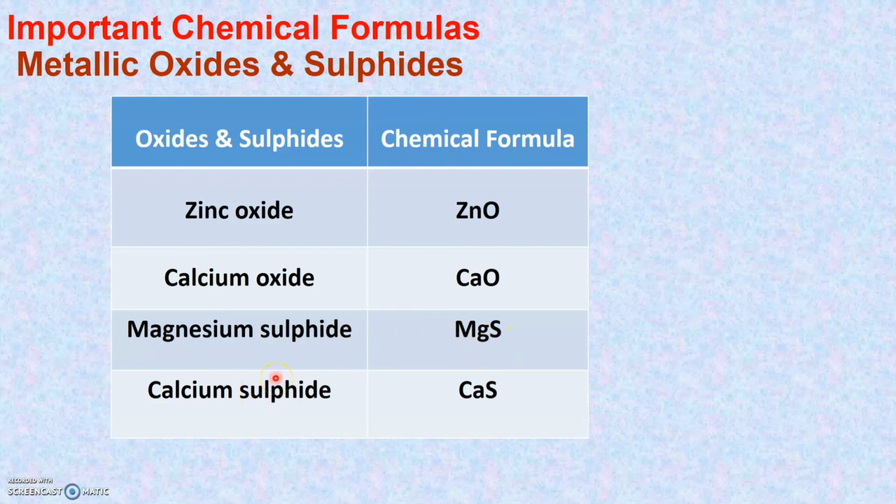Now the next metallic sulfide is calcium sulfide. Again, combination of a metal along with that of sulfur. So the metal calcium with that of sulfur. So the chemical formula of calcium sulfide is CaS. So now with this we have come to an end of the chemical formulas of various important compounds. So in our next class we are going to see the chemical reactions and various steps that are involved in a chemical reaction.